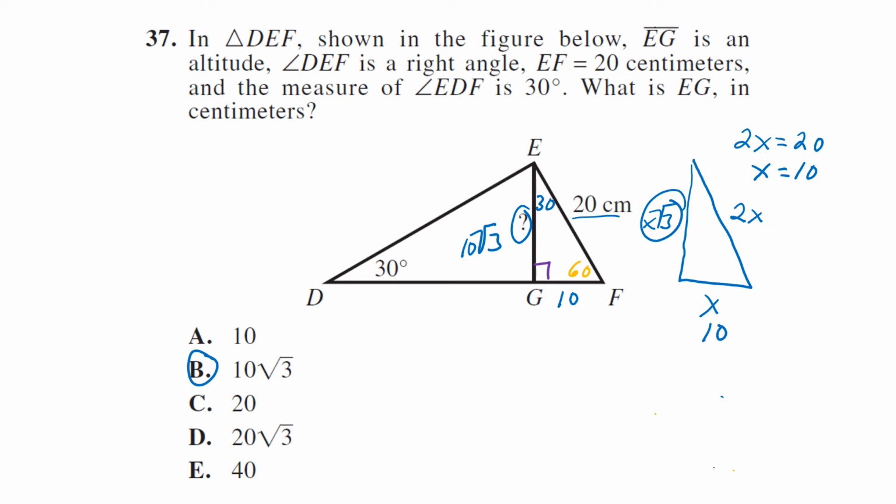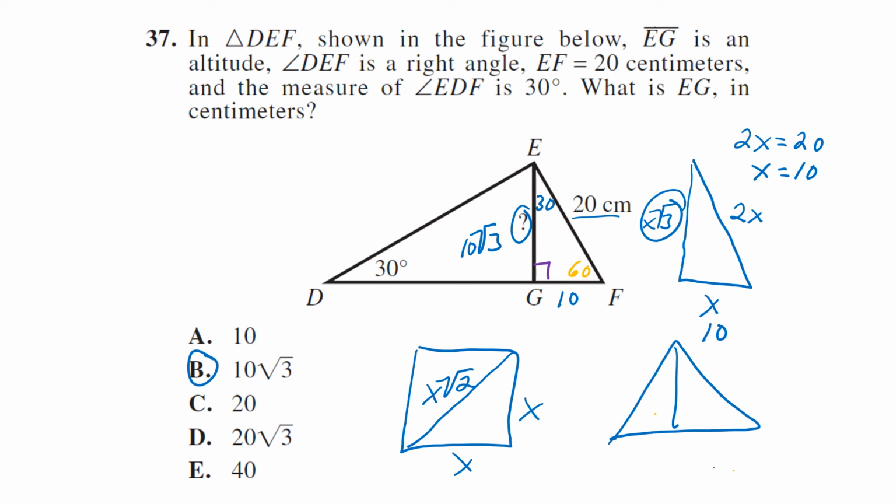And that's just kind of a really common ACT question. They like you to know a 45, 45, 90 triangle, which is a square cut in half, and that's x, x, x root 2, so you need that knowledge. Then an equilateral triangle divided in half is a 30, 60, 90, and it's the x, 2x, x root 3, so B.